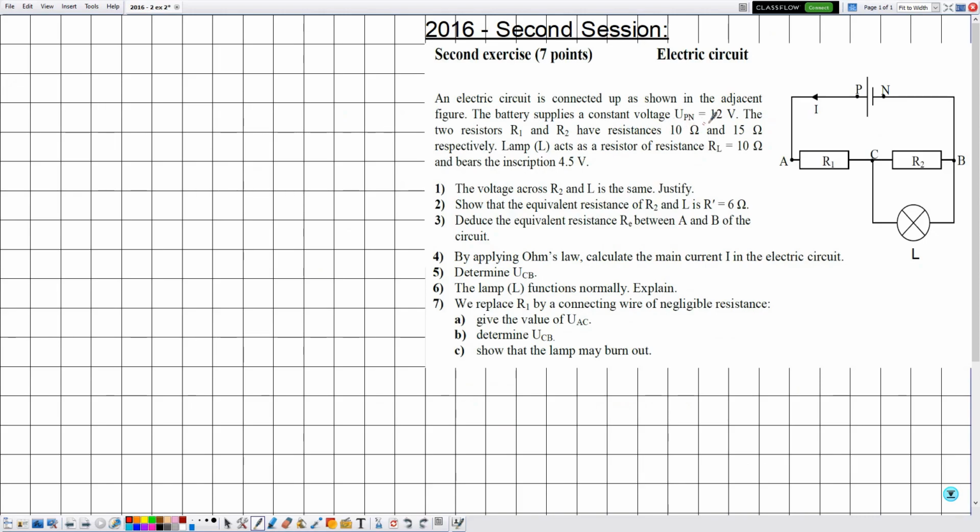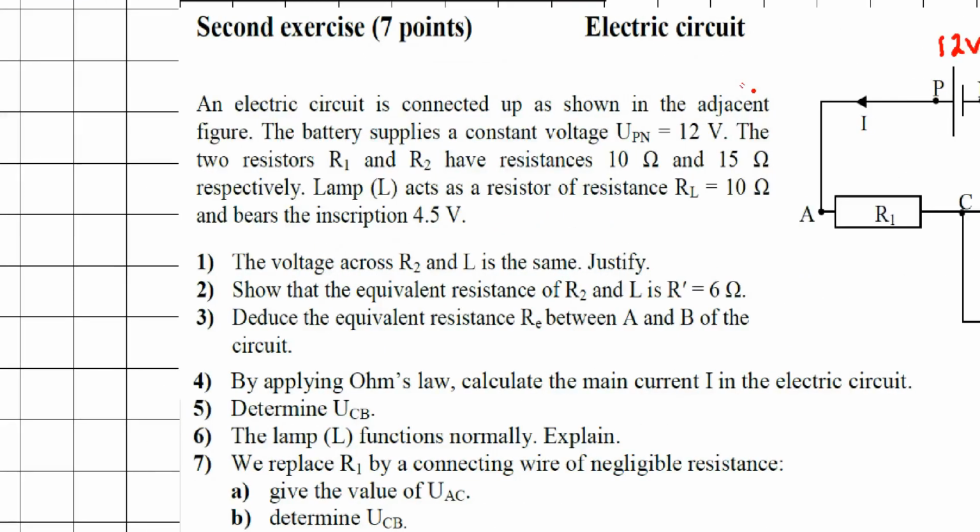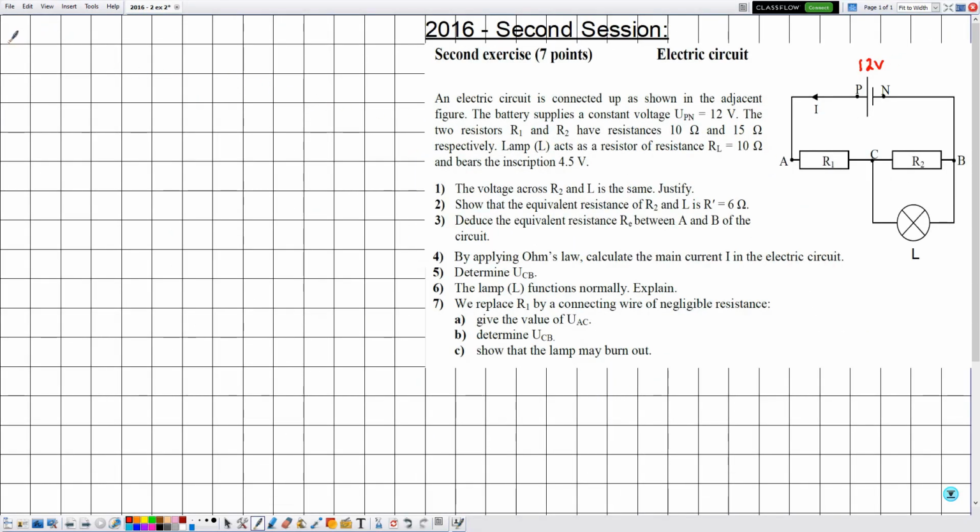The battery supplies a constant voltage UPN is equal to 12 volt. So the trick in solving such type of exercises is to write the voltage and the electric current on the given electric circuit. So the voltage across the battery is given by 12 volt. And they are telling me the two resistors R1 and R2 have resistances 10 ohms and 15 ohms respectively. Then 10 ohms is for the resistor R1 and 15 ohms is for the resistor R2. Let's write them down. Then the value of R1 is given by 10 ohms and the value of R2 is given by 15 ohms.